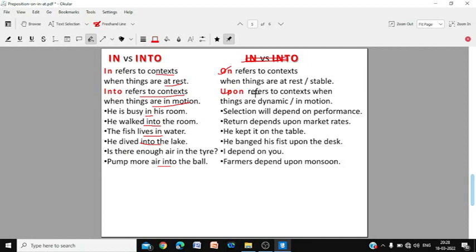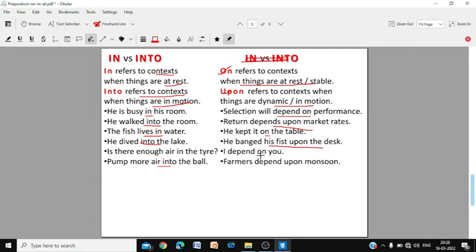We have the same thing. On refers to contexts when things are at rest or stable, and upon refers to contexts when things are dynamic or in motion. Selection will depend on performance, a stable condition. Return depends upon market rates because market rates go up and down, dynamic, always changing. He kept it on the table. He banged his fist upon the desk, banging, motion of the hand.